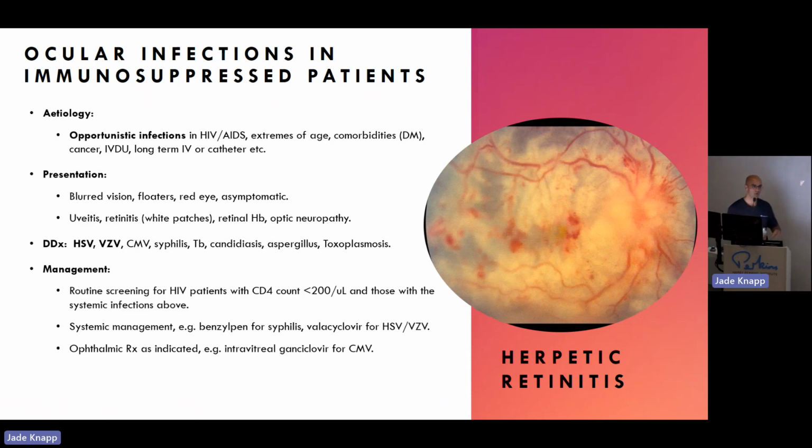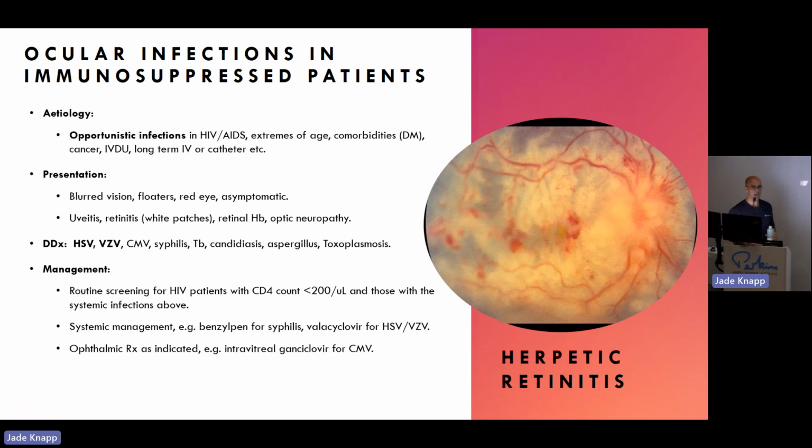What's the management here? Well, as I've said, HIV patients, CD4 count under 200, they need routine screening, refer to ophthalmology. Then the management is systemic for the infection itself. So whatever the treatment of syphilis, benzyl pen, and so on, ophthalmic treatment often is required. And so, for example, with herpetic conditions, we inject antiviral medication into the eye. And it's usually several injections over a period of days. So for CMV, it's most commonly we use ganciclovir.